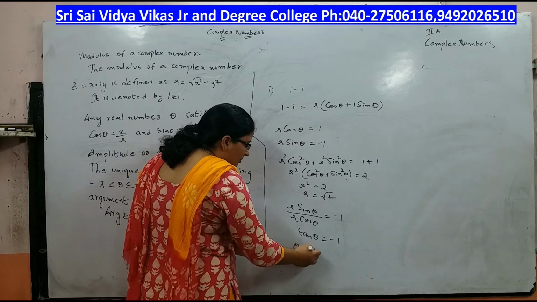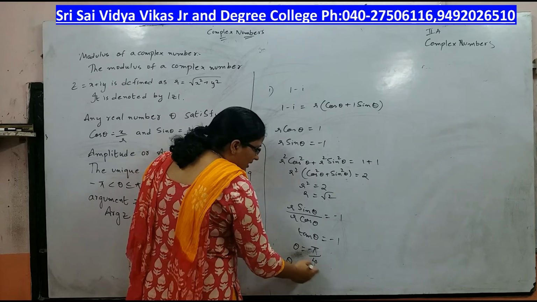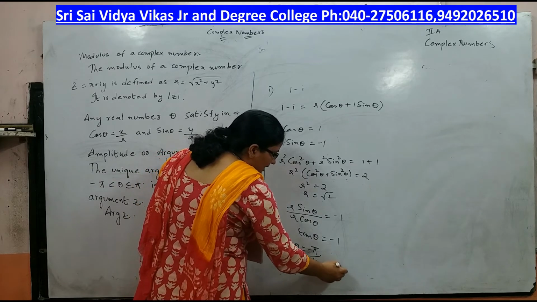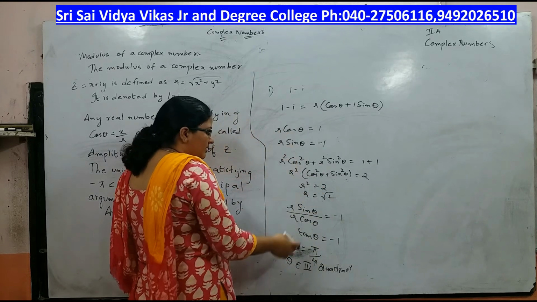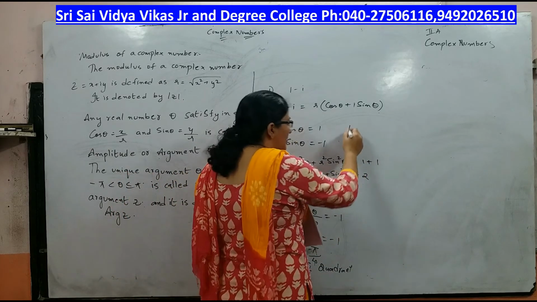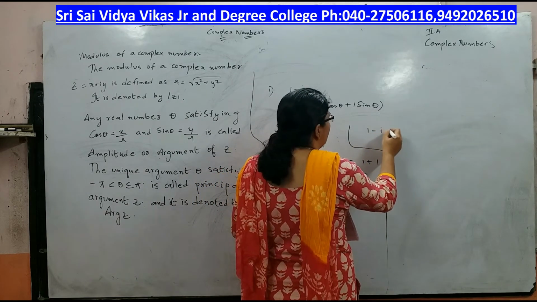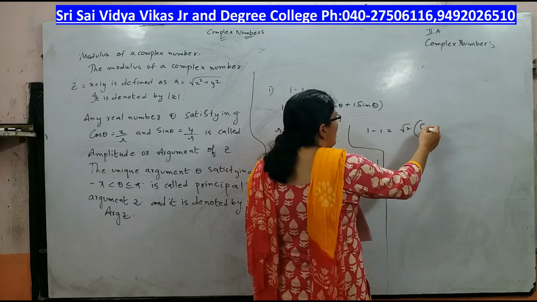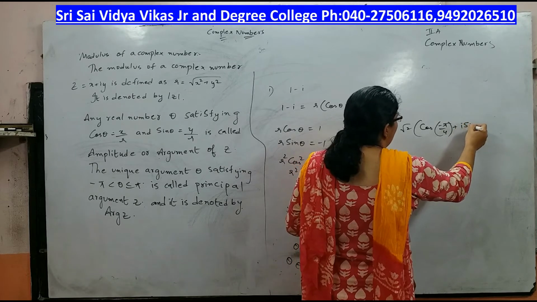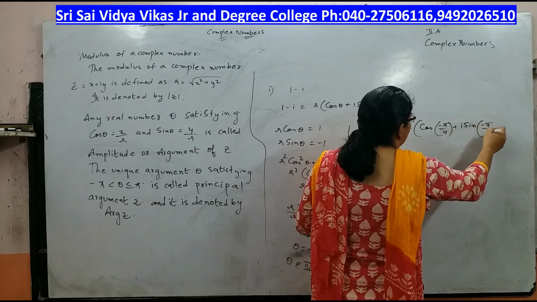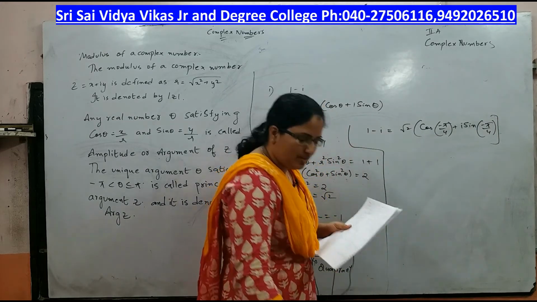Theta is equal to minus pi by 4 because theta belongs to the fourth quadrant. In the fourth quadrant, tan is negative, sin is negative and cos is positive. So theta is equal to minus pi by 4. So the modulus amplitude form becomes 1 minus i is equal to root 2 into cos of minus pi by 4 plus i sin of minus pi by 4. This is the polar form or modulus amplitude form. We shall discuss the next problem.